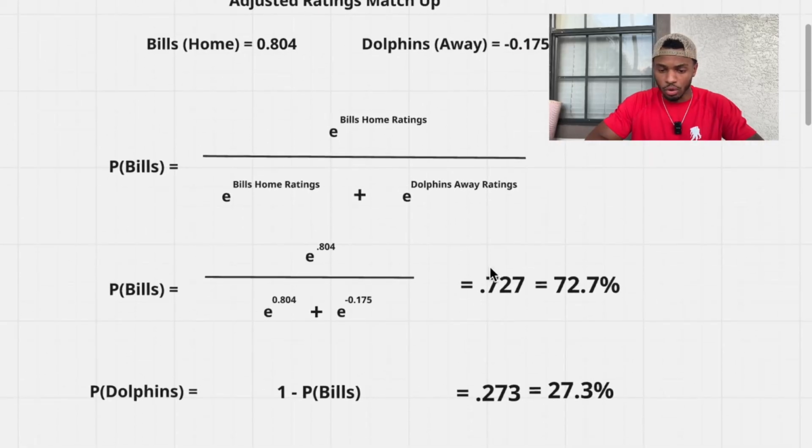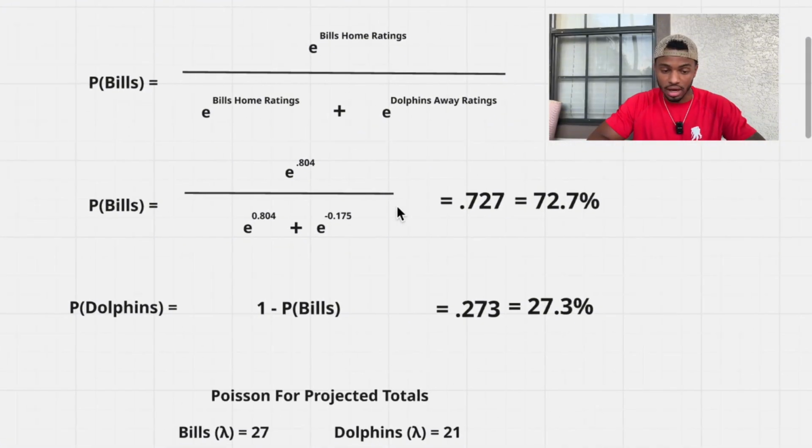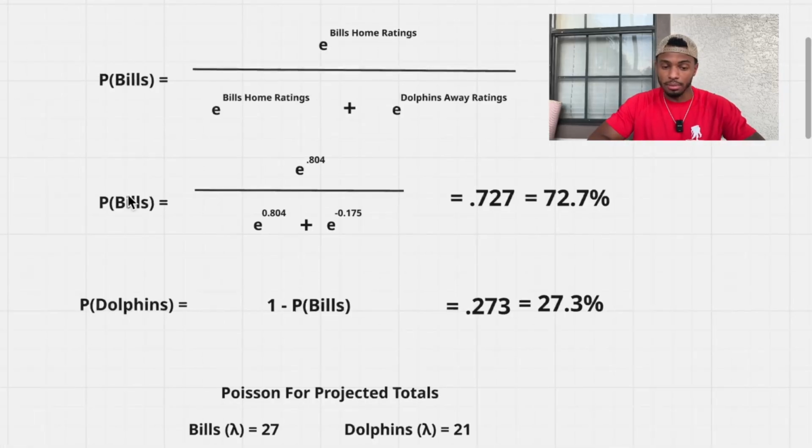We plug that into a formula where we basically take e and raise it to each of those teams' ratings, and divide them over each other to get probabilities of what team we think is going to win in that matchup. And in this matchup, we had the Bills having a 72.7% chance of winning. And obviously the inverse of that, because all probability outcomes need to equate to 1 or 100%, you just subtract the Bills' probability to get the Dolphins' probability of winning that game, which would be 27.3%. That's what our model is predicting for this matchup.